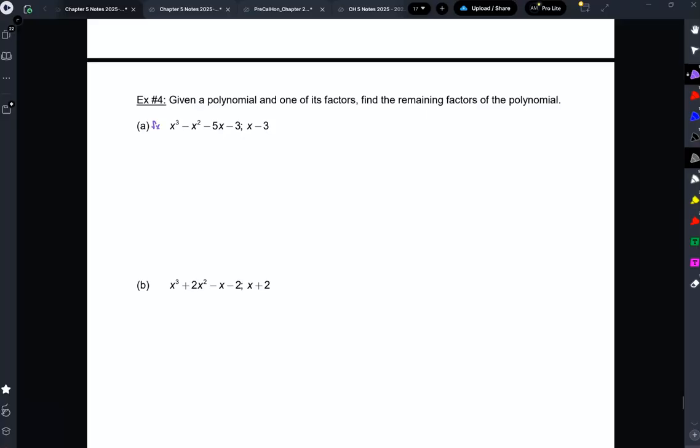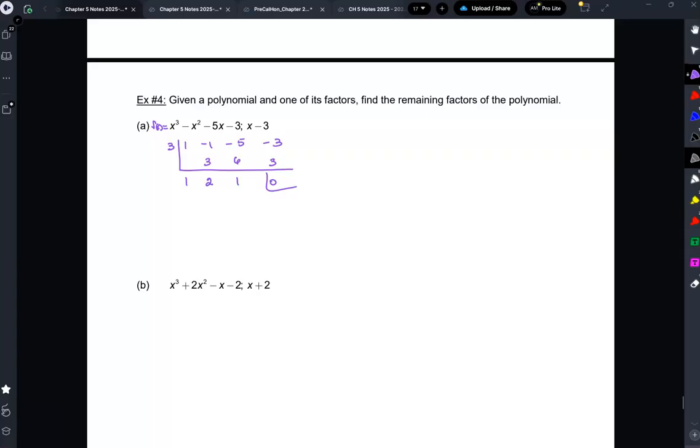So all of these I should have f of x. Anyways, okay. So here, 3 out here: 1, -1, -5, -3; 1, 3, 2, 6, 1, 3, 0. Okay, let's pause here for a minute. You are told that x minus 3 is a factor. The math dictates that the remainder here will be 0.